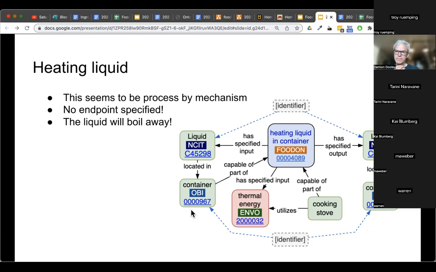So I think the way you're using the words process and mechanism here, in my sort of plain English, mechanisms would be actions we can do to a food: cutting, cooking, etc. And process here is not an action. It is a combination of action and mechanism, or action and objective, or something else. Heating liquid in a container is the example you've got here. That's a process from the perspective of this presentation. Is that right?